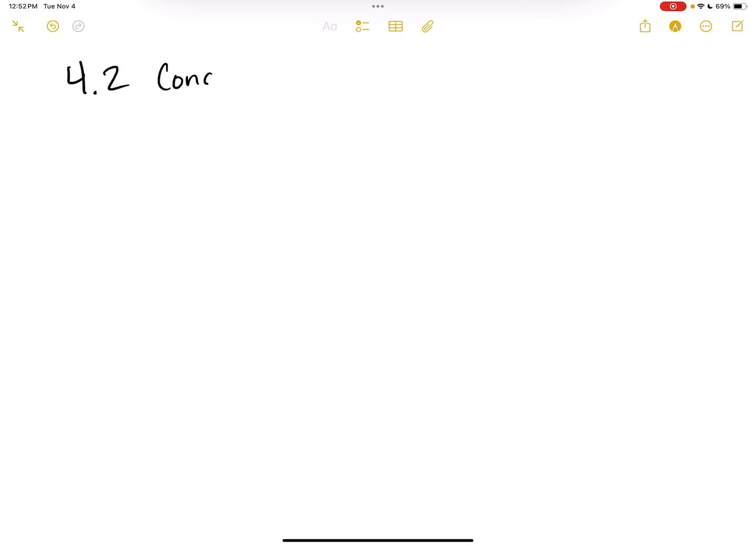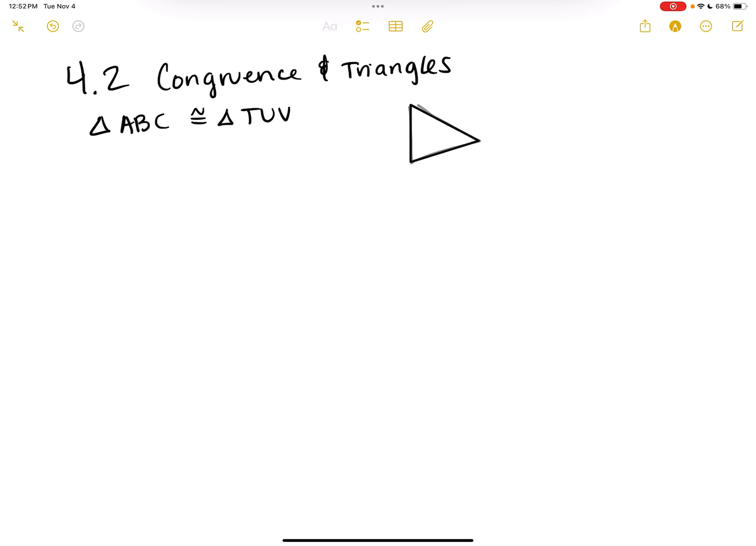4.2, congruence in triangles. All right, so on these, they tell us that for the first ones, triangle ABC is congruent to triangle TUV. And they give us the pictures of these two triangles.